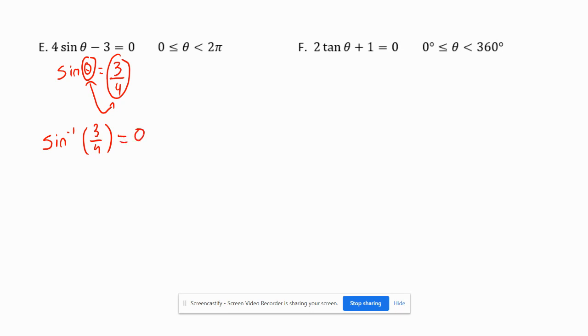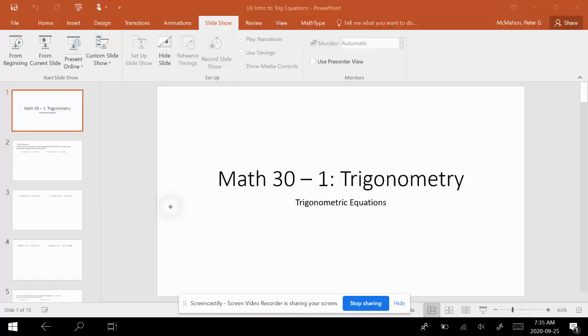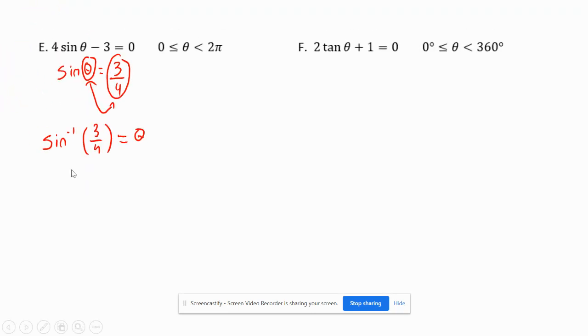Okay, guys, I'm just going to grab my calculator here. So we want this answer to be in radians, so you have to make sure your calculator is in radian mode. And we go second sine 3 divided by 4. And that means we get 0. All right, we get this.